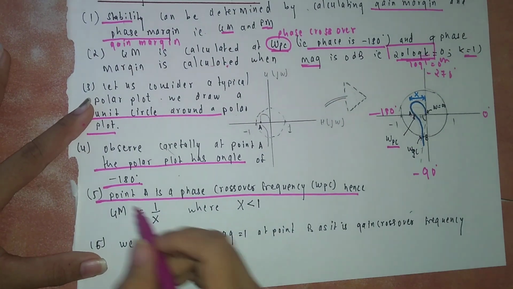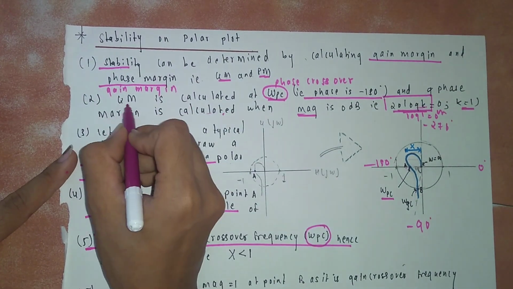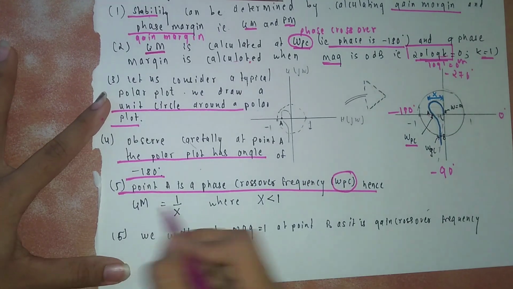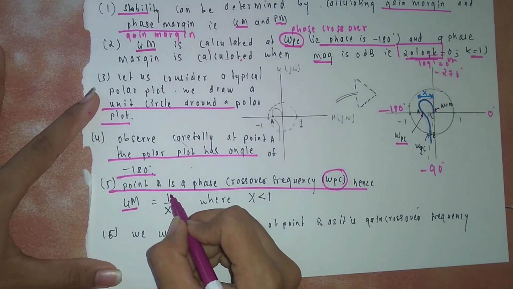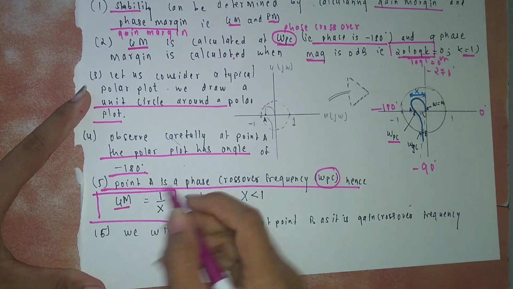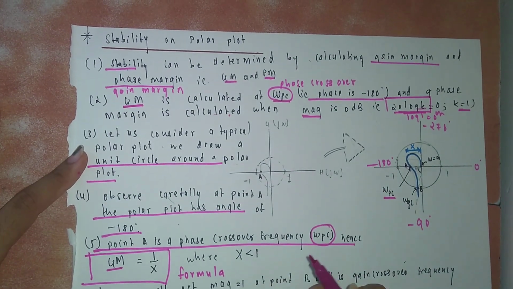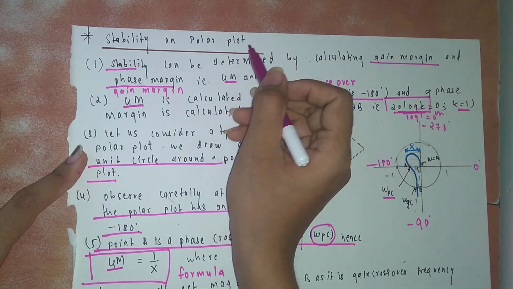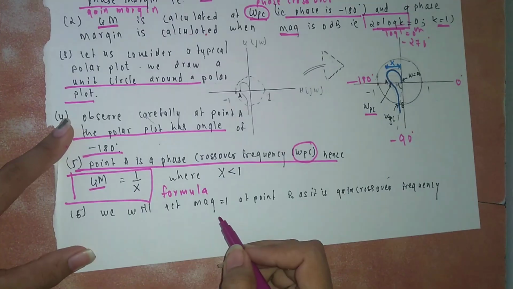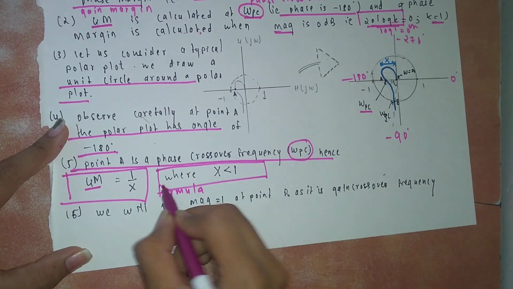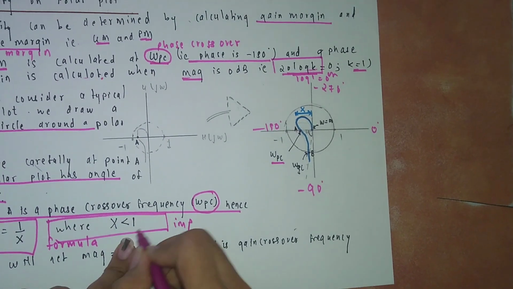Now there is one formula that at omega PC, you get gain margin, right? So at omega PC, that is at point A, your gain margin is 1 upon x. This is a formula, right? You can do nothing here because this is a formula. You have to accept it. If you want to find the stability of the polar plot, your gain margin you can calculate only by 1 by x. Okay, now there is one very important condition: x should always be less than 1. That is, guys, x should be less than 1, where 1 is in magnitude.